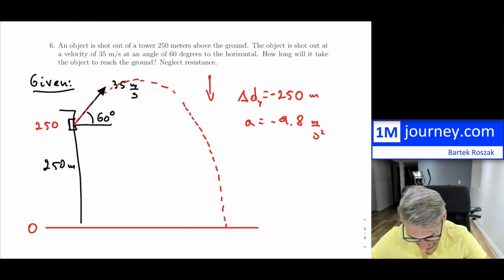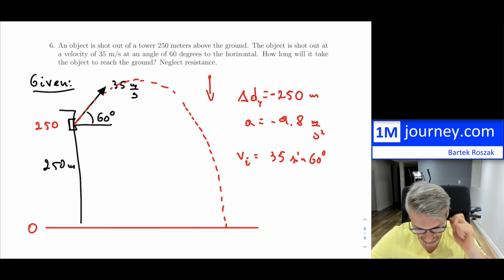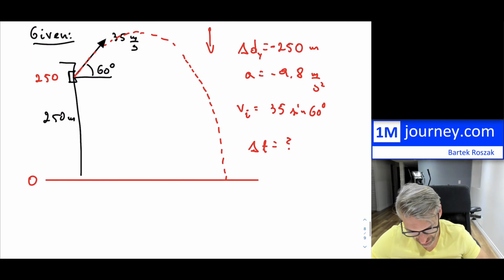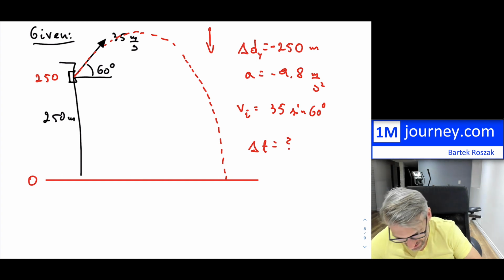I have my initial velocity, which is going to be 35 times sine of 60. And now I want to know how long this took. This is what I want to be able to find out. So that's not the nicest of examples.